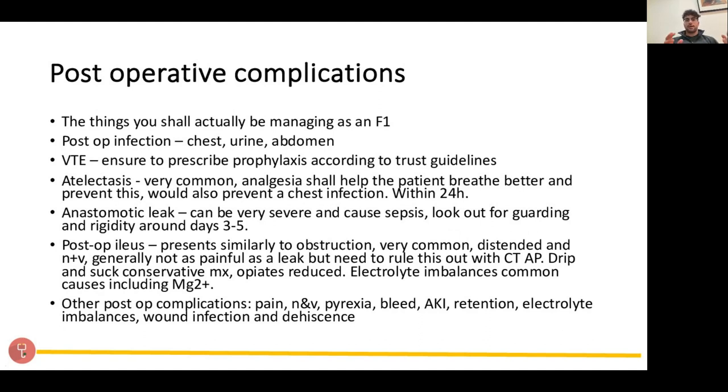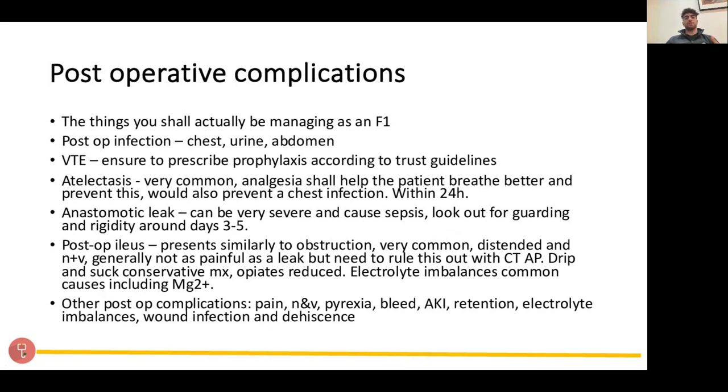A VTE, especially if VTE prophylaxis has been missed in the process, can be a DVT or a PE. Atelectasis, again, very common, most common within 24 hours of surgery. Make sure that you've prescribed analgesia to help the patient breathe better, as you can imagine there is pain when you're breathing as your diaphragm pushes down into the abdomen.